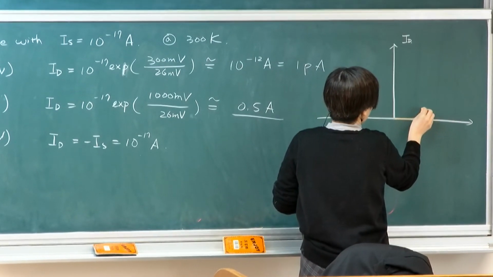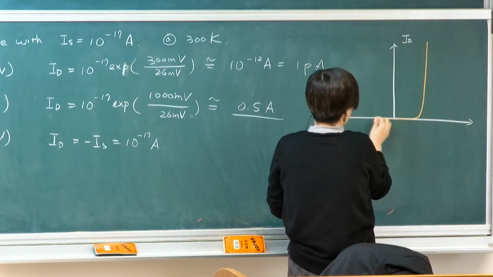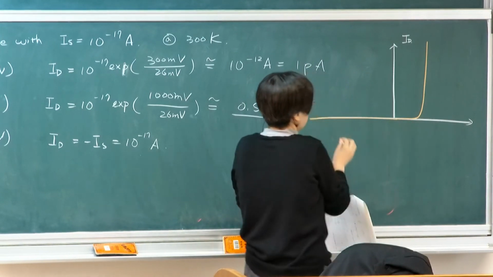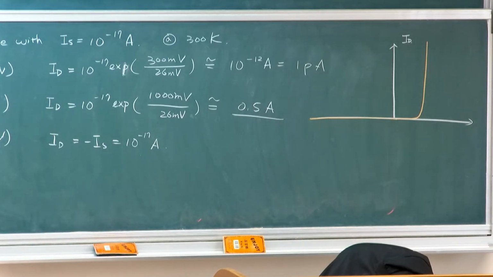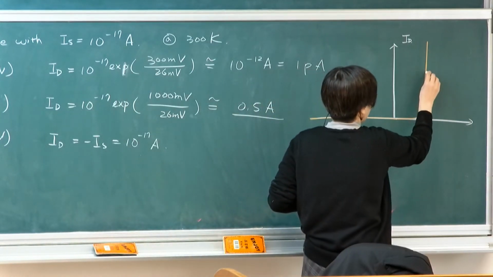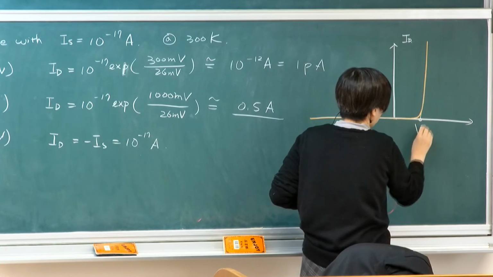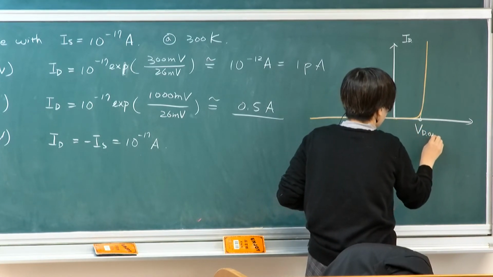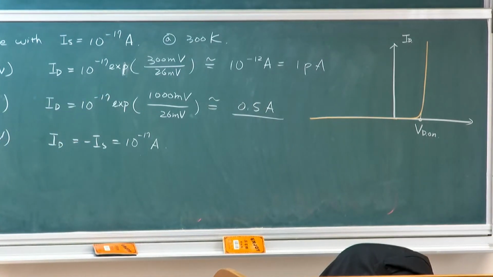If I'm drawing a linear scale, I want to make sure. So this is a linear scale. It will look something like this. Okay? So you will actually barely see anything under something we call a VD on. So if you look at, you can barely see some current. We define something called a VD on. So if it's lower than VD on, you essentially see very limited amount of current.